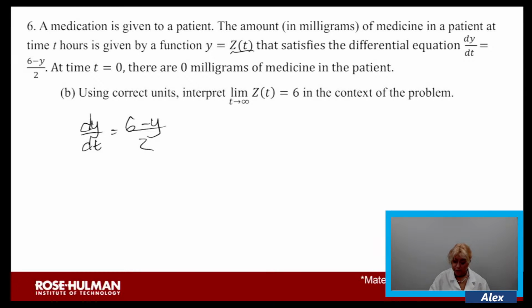And you have to be sure to use the correct units in this problem when you are solving that limit, or else you will get points taken off.